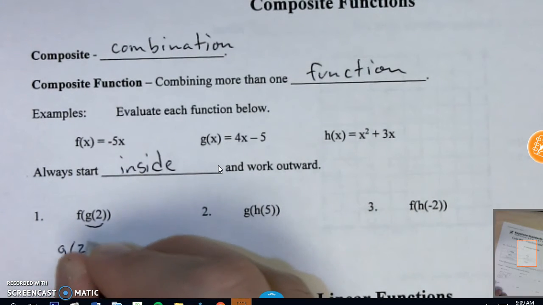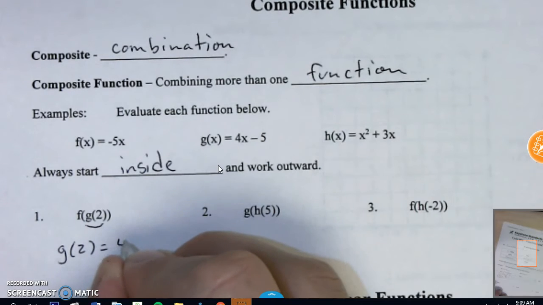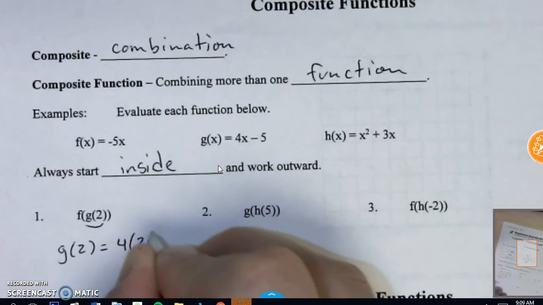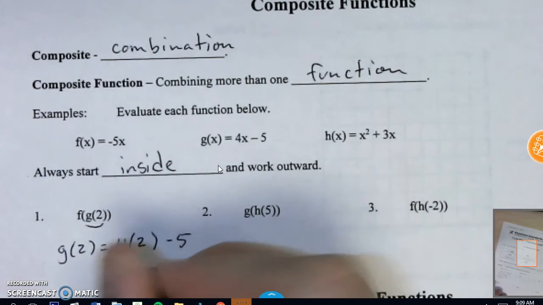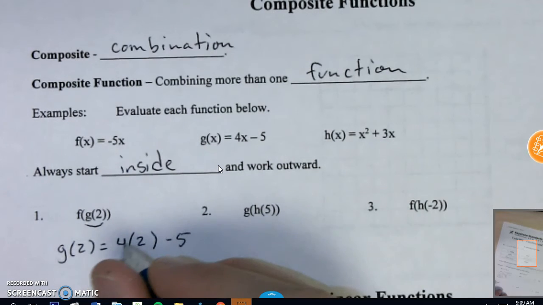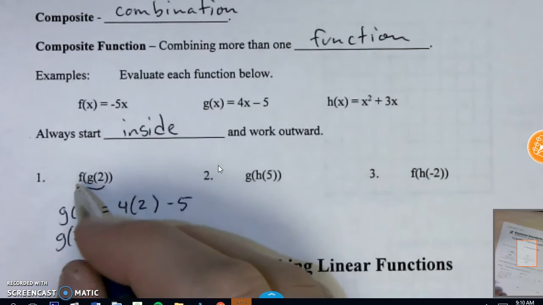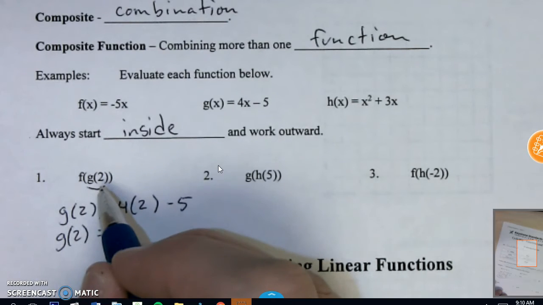So g of 2 is equal to, I find the g function, which is up here, 4x minus 5. I'm going to plug in 2 for x. So 4 times 2 minus 5. Again, I inserted this 2 for the x. I'm going to evaluate. 4 times 2 is 8, minus 5 is 3. So now my g of 2 is equal to 3, but I want to evaluate the f function for whatever g of 2 is equal to.